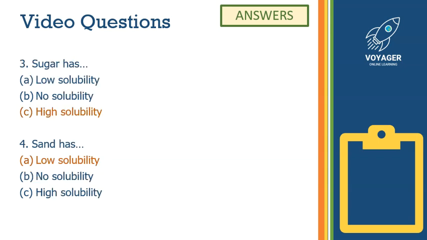And the answers to questions 3 and 4 are 3, sugar has high solubility, because when we dissolve sugar into water, it pretty much almost disappears. So it makes a solution, which is clear. And 4, sand, on the other hand, has low solubility compared to sugar.